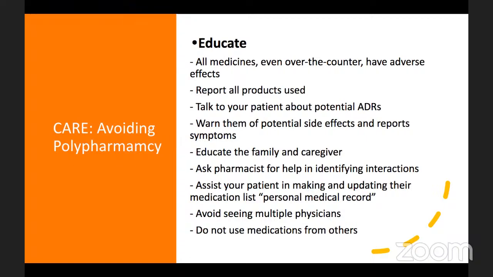Warn them of potential side effects and to report symptoms. Educate the family as well as the caregiver. Ask the pharmacist for help in identifying interactions. Assist your patient in making and updating their medication list. They can maintain a personal medical record. Avoid seeing multiple physicians. Do not use medications from others.